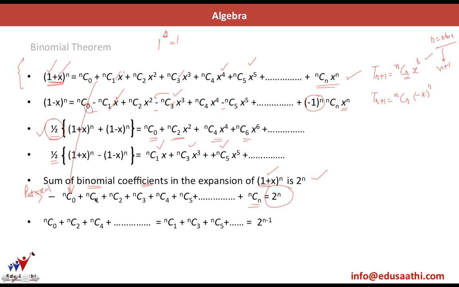And if I take only the even or only the odd ones out, odd and even are equal. So odd would be equal to even. If I add them up, this will be half of what you have originally. So 2 raised to power n divided by 2 gives you an answer of 2 raised to power n minus 1. Now this is very, very important to remember, the sum of the binomial coefficients that we have.